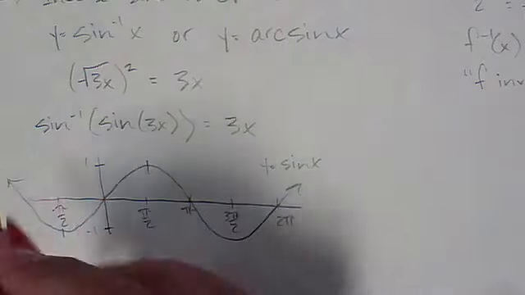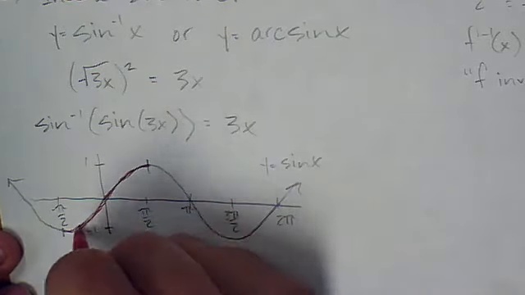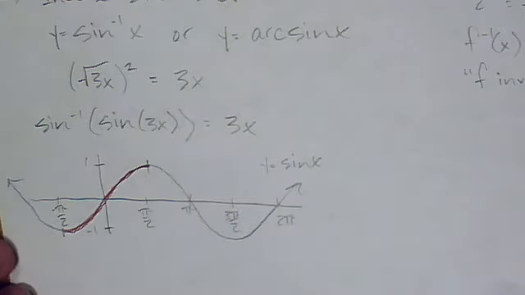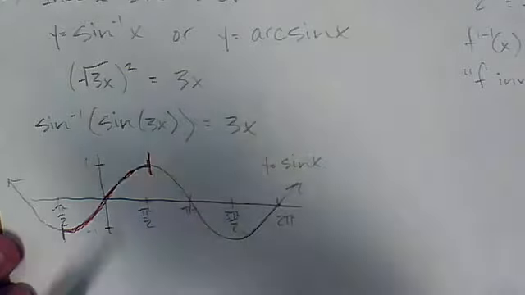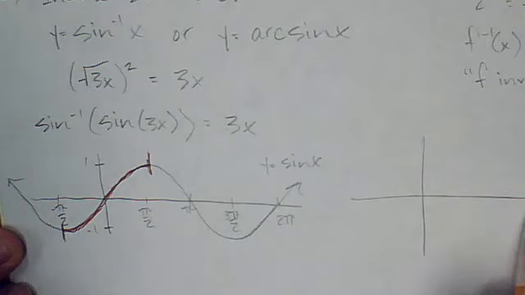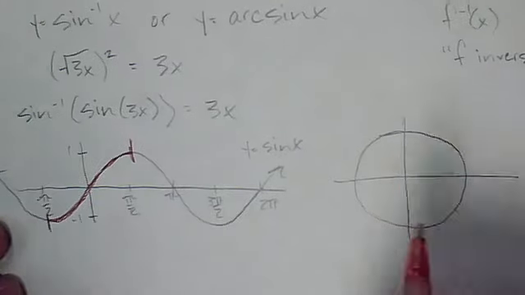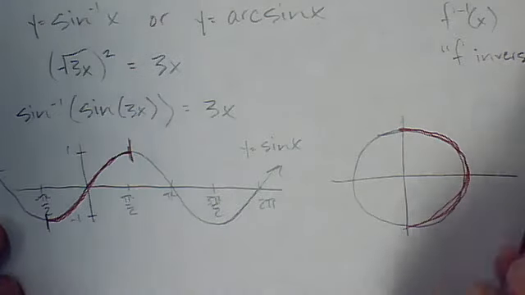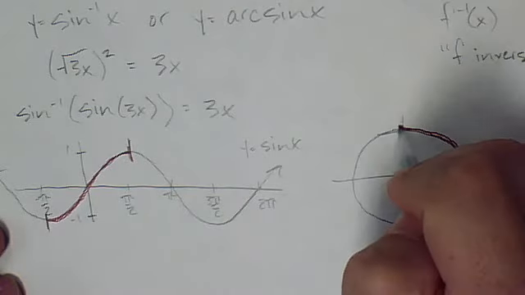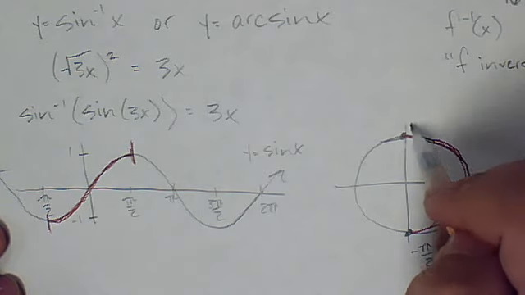So we're going to grab a part of this graph that is 1-to-1. So we're going to use the part from negative pi over 2 to pi over 2. From here to here. Which, if you think about the unit circle, it's just the right side of the unit circle. From negative pi over 2 to pi over 2.